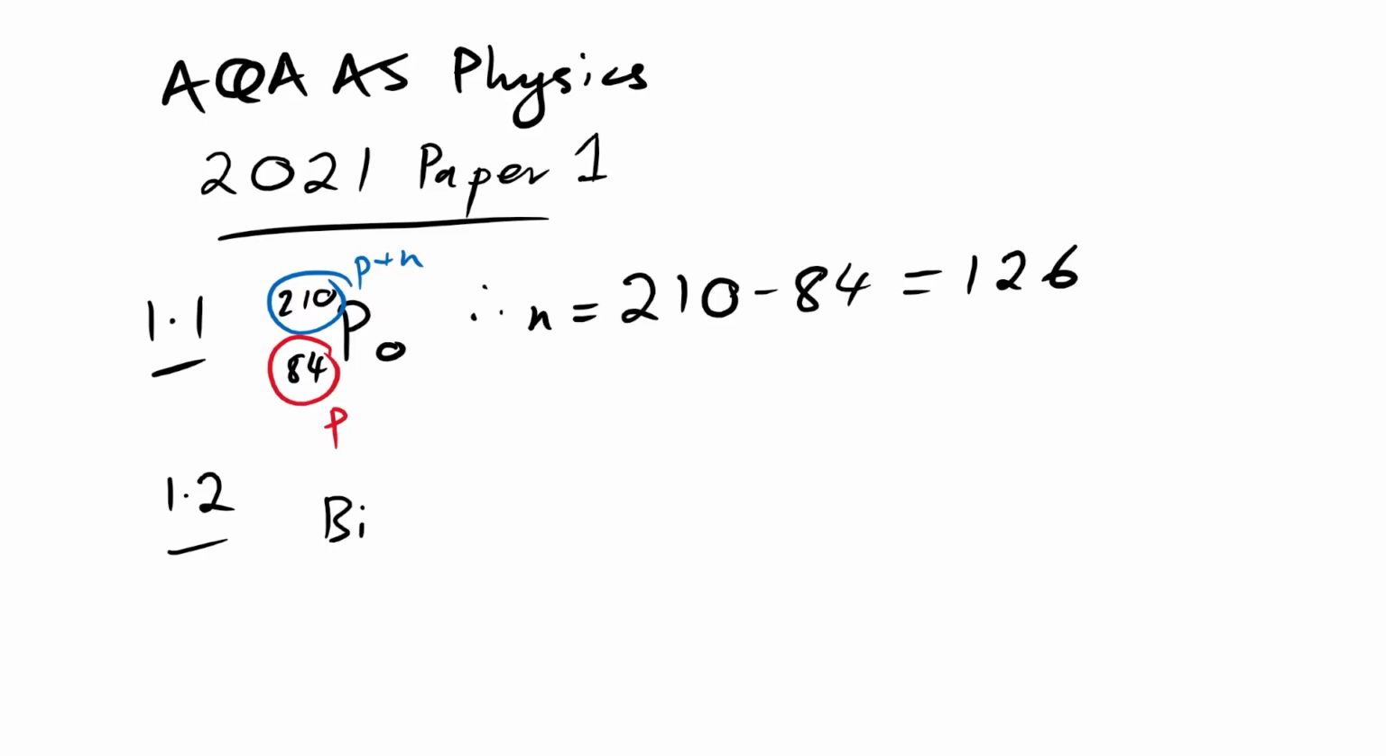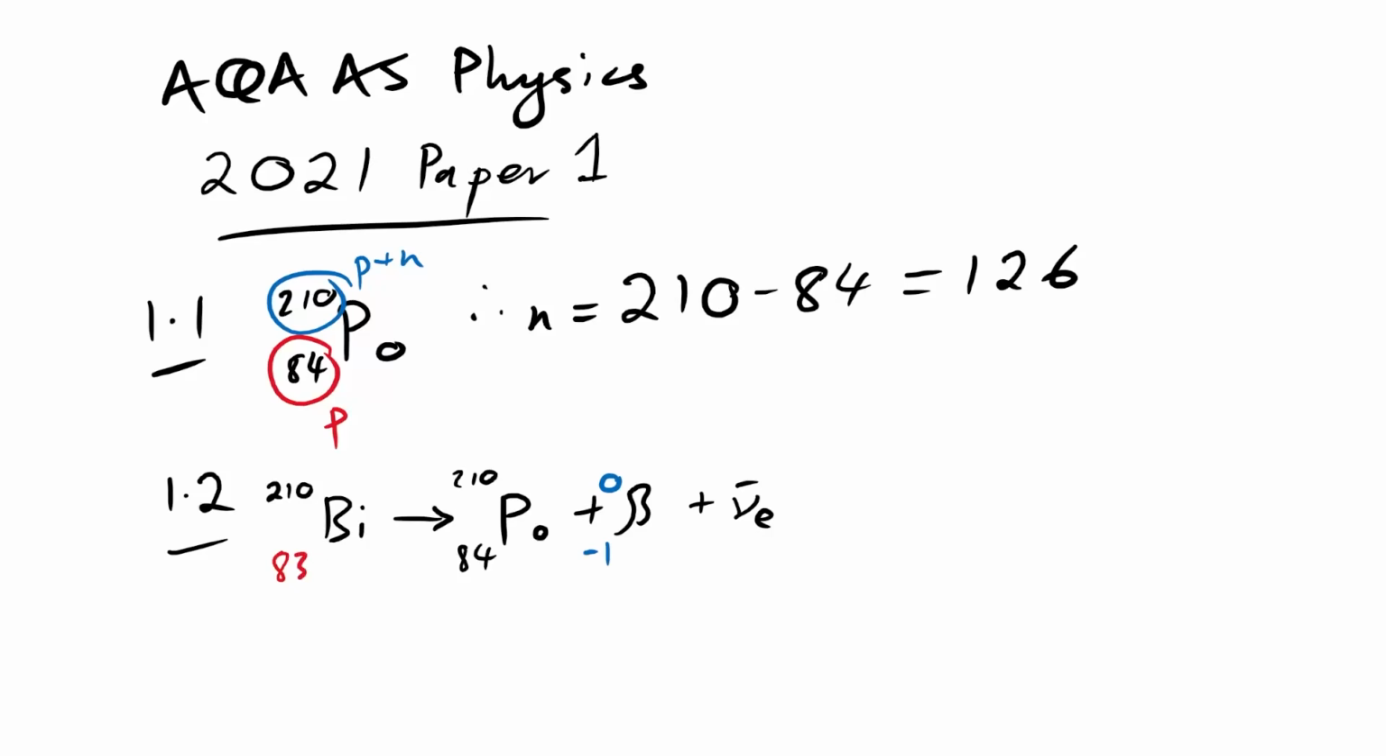1.2, bismuth 210, what's that, Bi? Surely. Whatever. Decays to polonium 210. We know that's 84. And we've created a beta particle and, of course, an anti-electron neutrino. What are the mass number? Mass of an electron is essentially 0. Atomic number is -1. Therefore, just doing mass, that means that bismuth must have 83 protons.